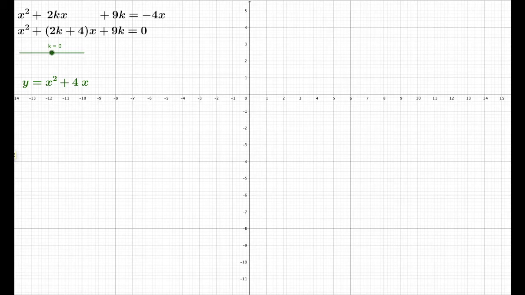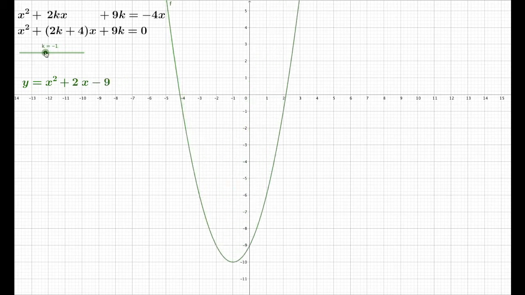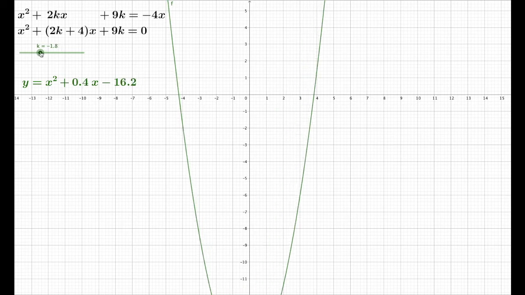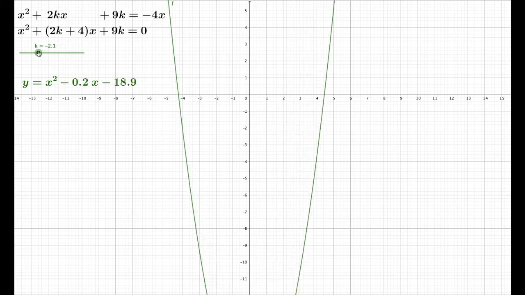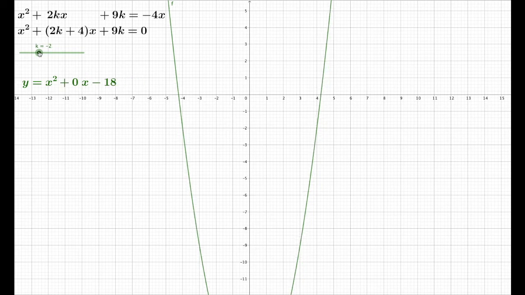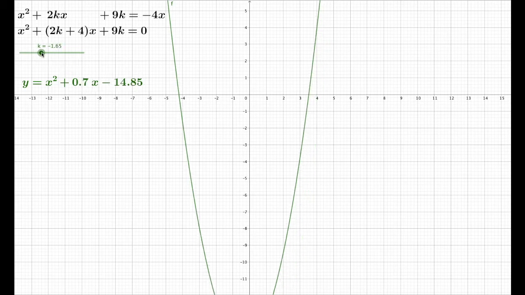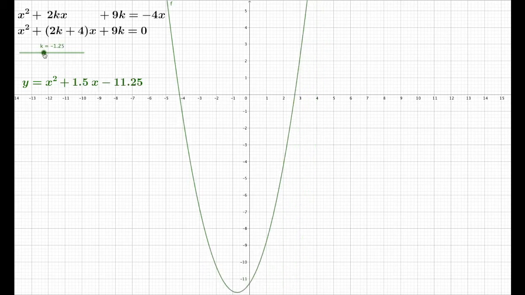Okay, so what does y equals x squared plus 4x look like? Well, we can pop that up on the screen, and there it is. And we can move k about. If we put it to -2, then we can see there are no x's, and so it's symmetrical about the y-axis. So let's just bring the slider along so we can see the whole graph.